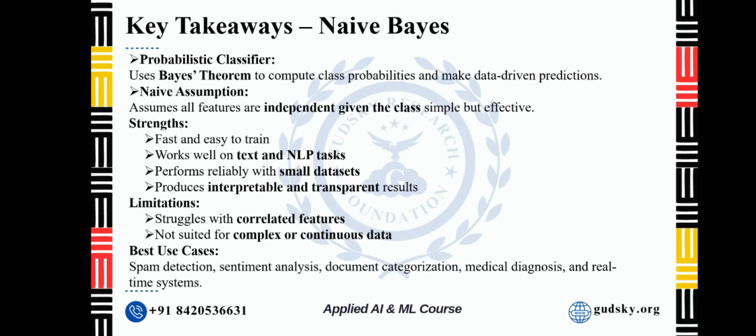As for limitations, it doesn't perform well on correlated features and struggles with them, and it is not suited for complex or continuous data. The best use cases are spam detection, sentiment analysis, document categorization, medical diagnosis, and real-time systems, all of which we previously discussed.